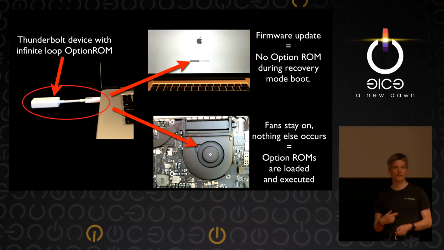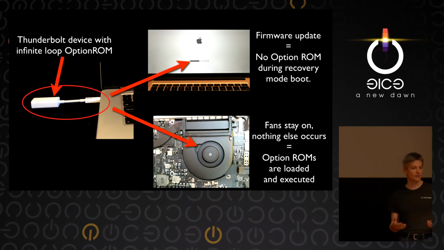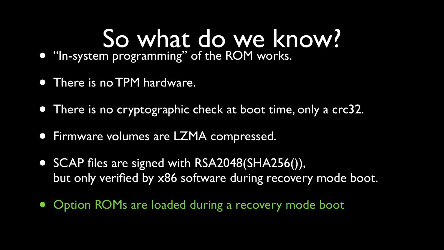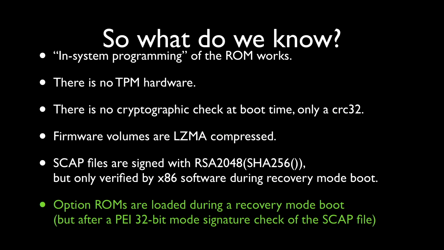But if the fans just spin and the machine appears to be bricked, then that means that the option ROMs are being loaded and executed. So, you guys know what the answer is. Yes, option ROMs are loaded during the recovery mode boot. However, there's a minor roadblock that there's a PEI 32-bit mode signature check of the SCAP file before the option ROM gets executed. So is there a way that we could bypass that check?